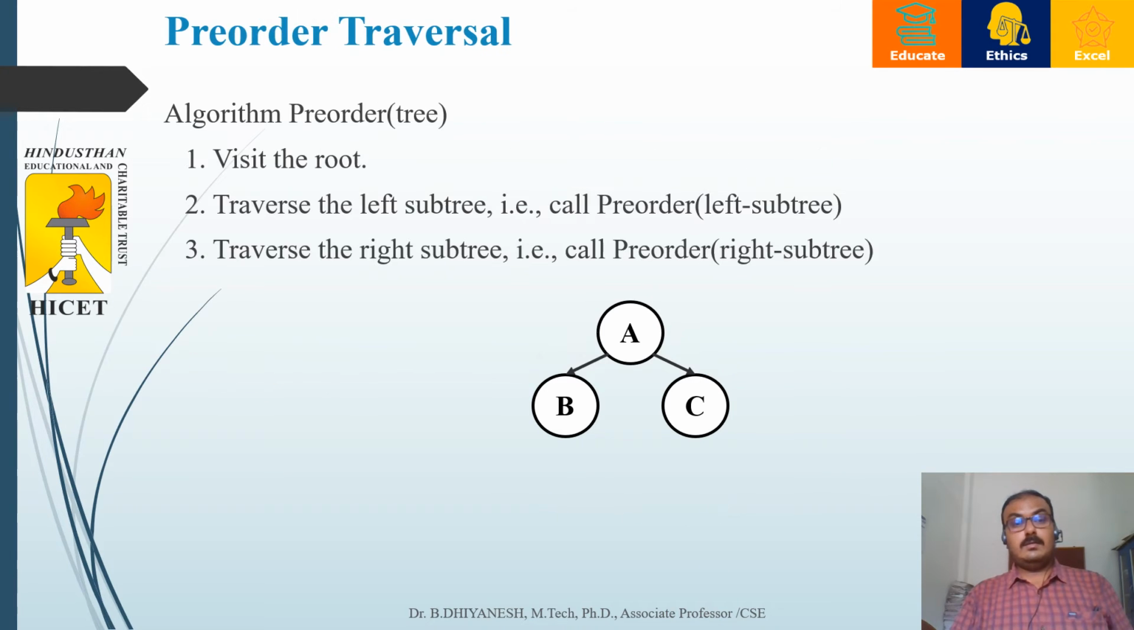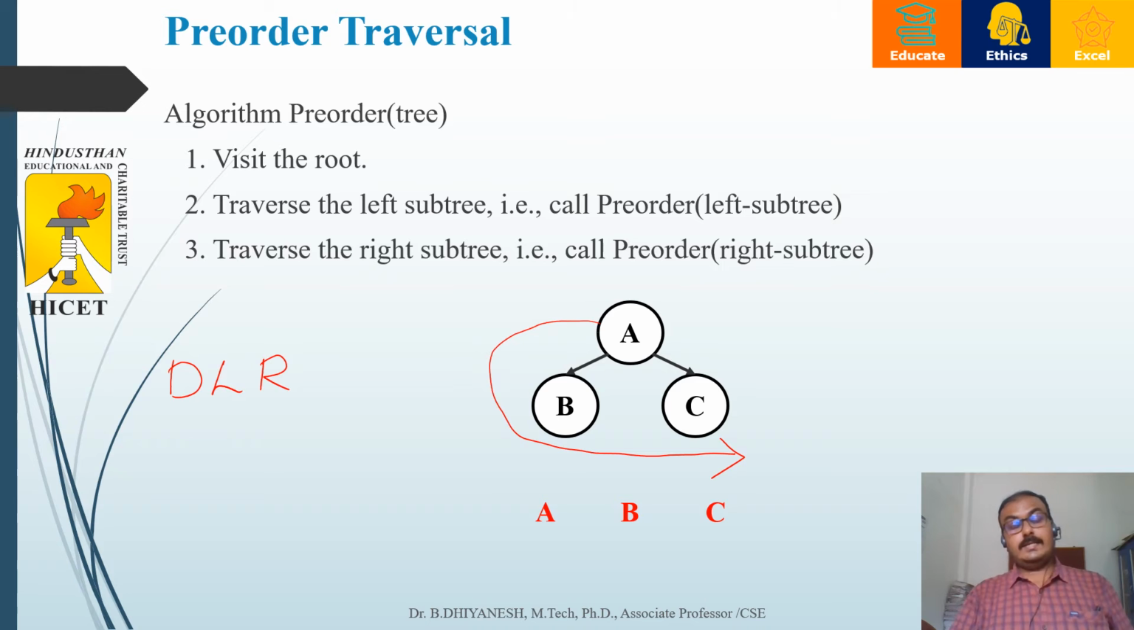Next we look at the pre-order traversal. Pre-order is: visit the root node, next traverse the left subtree, then traverse the right subtree. So our formula is root, left, right. First we need to visit the root node, then the left subtree, then the right subtree. So our answer is: root node A, then left subtree B, and right subtree C.